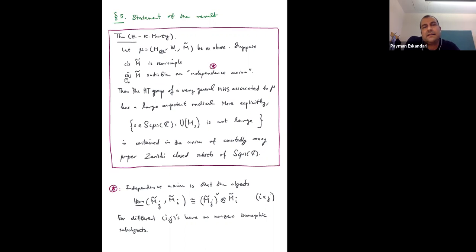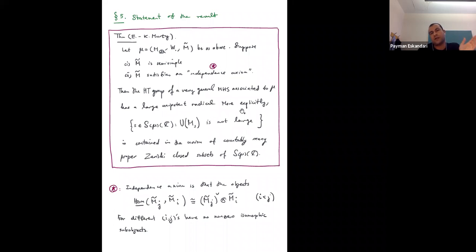But the second condition is that M tilde satisfies some technical condition. I'll tell you exactly what it is. It's something that we call an independence axiom, but some technical condition. Assuming that these two conditions hold, then the Mumford-Tate group of a very general mixed Hodge structure attached to mu has a large unipotent radical.